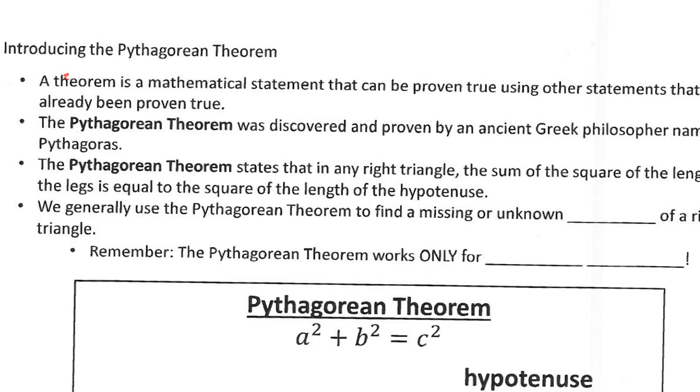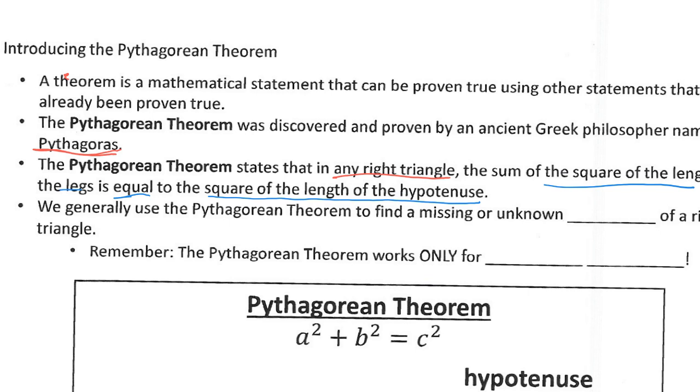It's just something that mathematicians have already proven works for every single case as long as you apply it correctly. It was discovered and proven by a Greek philosopher named Pythagoras, hence why it's the Pythagorean theorem. It states that in any right triangle, the sum of the squares of the lengths of the legs is equal to the square of the length of the hypotenuse. Okay, that was a lot. We'll go down for that in a moment.